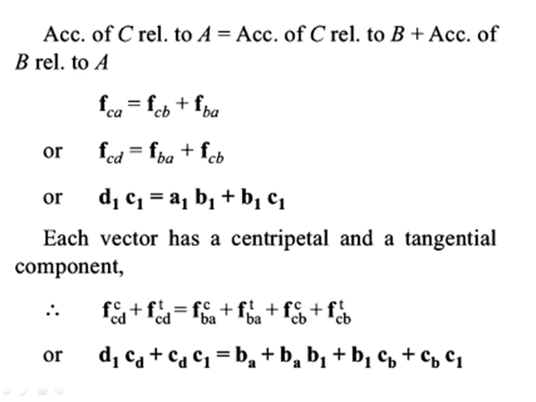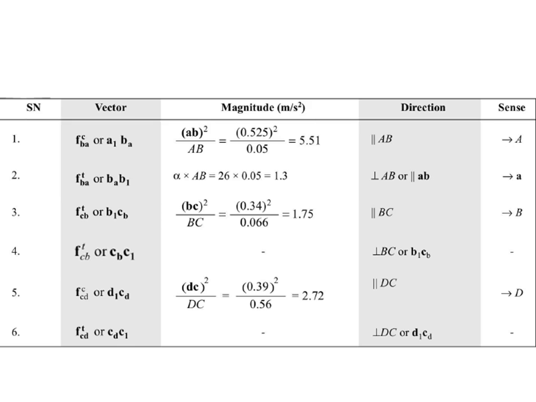Okay, then B1 to C1: B1 to CB, then CB to C1. So it will be like this, each for getting two components now. Next, you have to draw the table. So watch this table correctly.